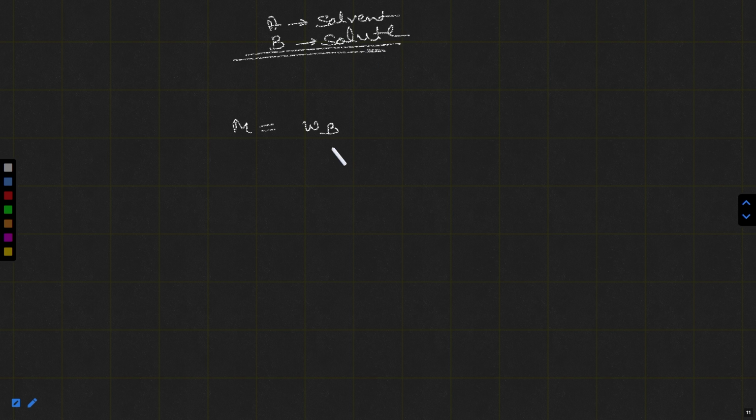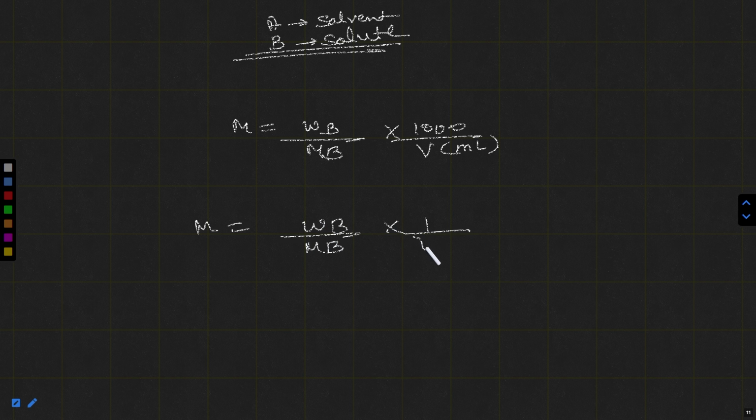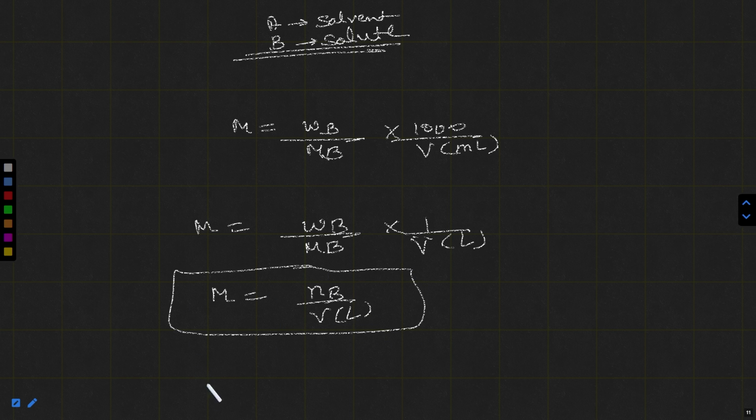So WB divided by MB into 1000 by volume of solution in milliliter. Also you can write WB divided by MB into 1 by V in liter, right? Because we have converted volume in milliliter, so we have to put 1000 here. Also you can write M, molarity, is equal to number of moles of solute dissolved in 1 liter of solution, right? That is, so this is about the molarities.